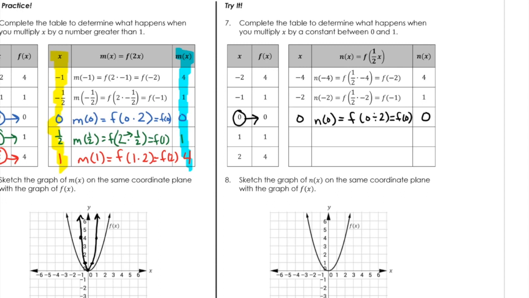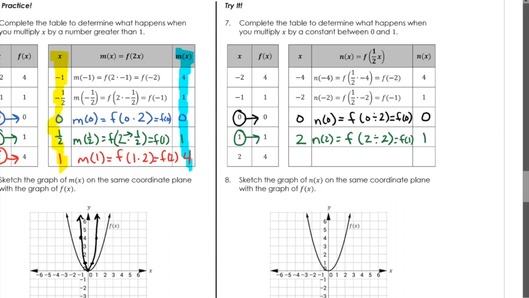Okay. Next one, if I follow the pattern, would be 2. So remember, the pattern is already given to you. Your middle number is always going to be 0, and the next two numbers are going to be the opposite of these two numbers. So the opposite of -2 is 2. So n of 2 equals f of 2 divided by 2. Remember, 1/2 just means you're going to divide by 2. So this would be f of 1. So I look for that f of 1, that's 1 right here, and 1 right there.